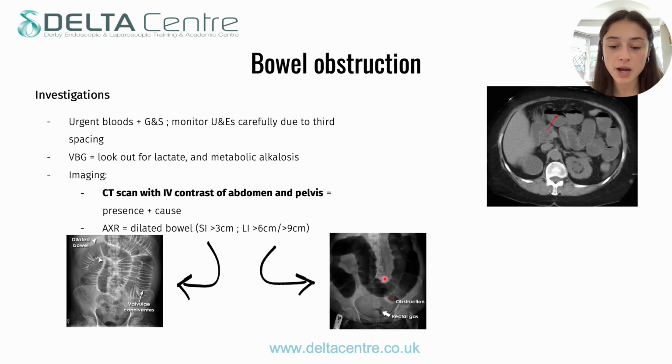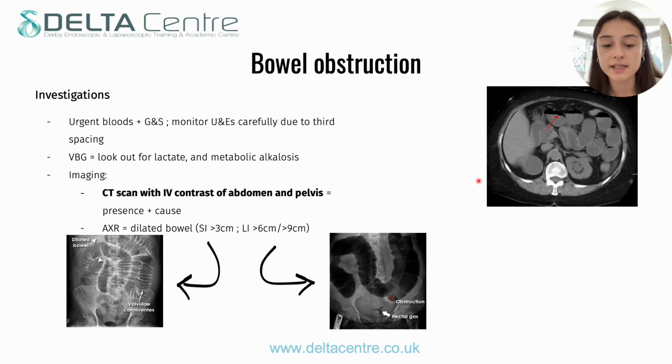In terms of the large bowel, depending on whereabouts it is, it can be over 6 centimeters or 9 centimeters. We can see here, we can't see valvular lines running through. So this is the large bowel, and we can see that it is dilated because it is over 6 centimeters.